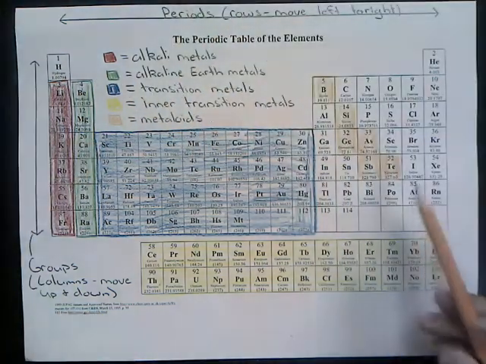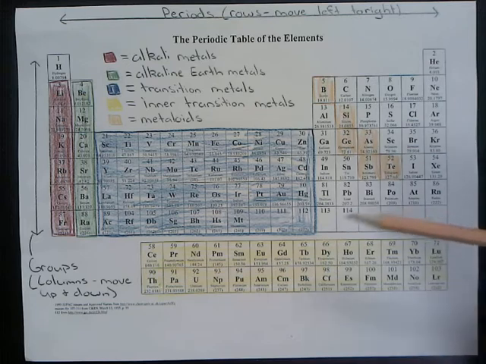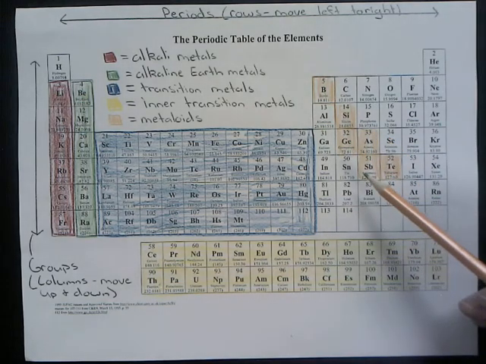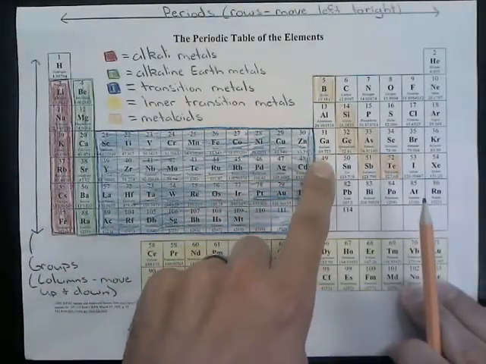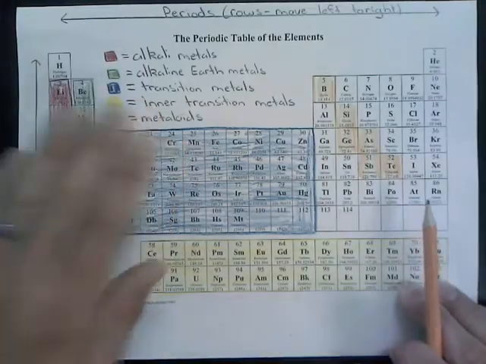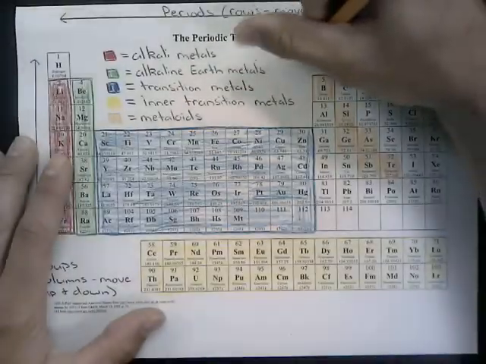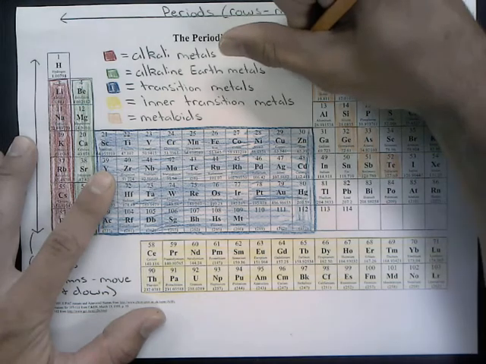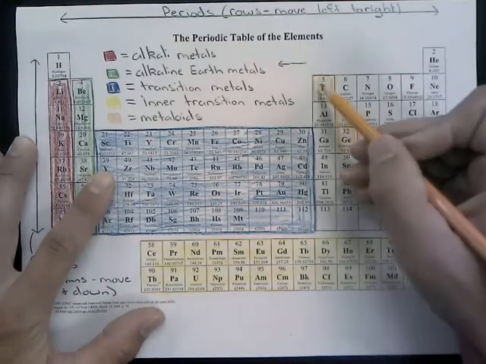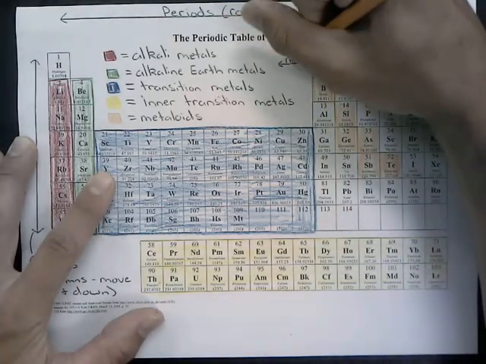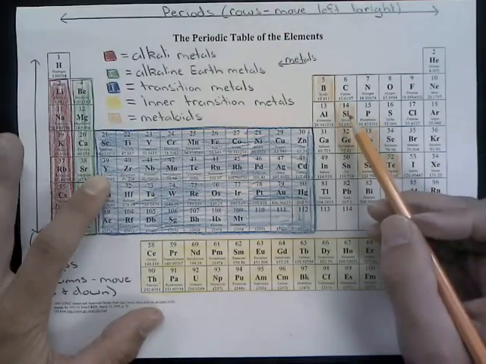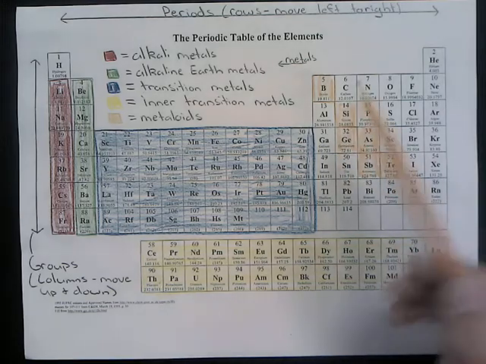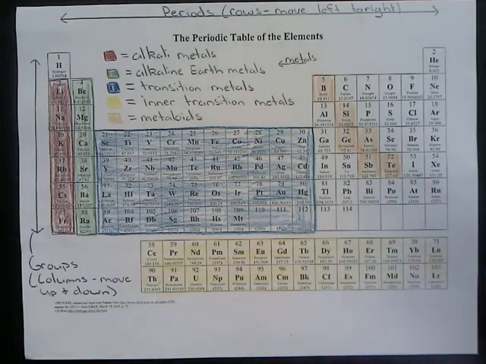Now, something to note is that anything to the left of this orange stair-step line, so aluminum, gallium, everything over to the left, these are all metals. So I'm just going to make an arrow here. Anything to the left of that stair-step line, these are metals. The metalloids are not metals. They're actually their own category.